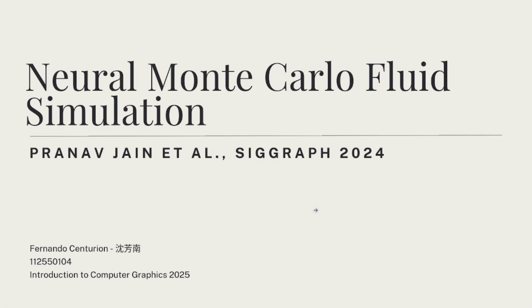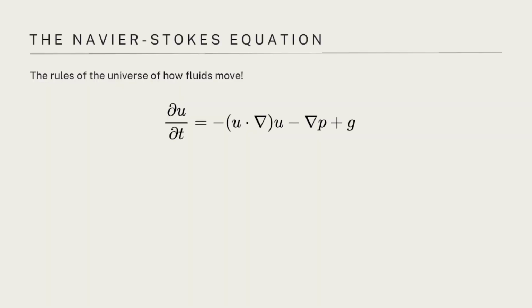Hello, my name is Fernando Centurion, and today I want to talk about a really nice idea. What happens if we combine neural networks with Monte Carlo randomness to simulate fluids? Fluids are chaotic, they form vortices, rings, swirls. They're messy. But underneath all that mess, they're actually following a very precise set of rules known as the Navier-Stokes equations. So that's where we start.